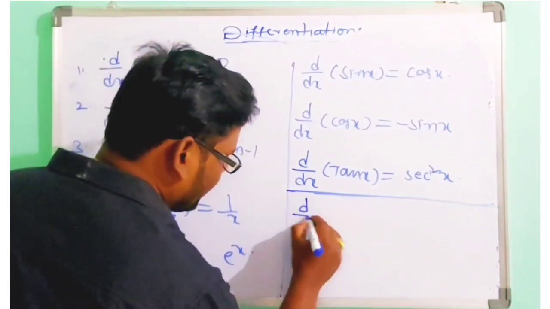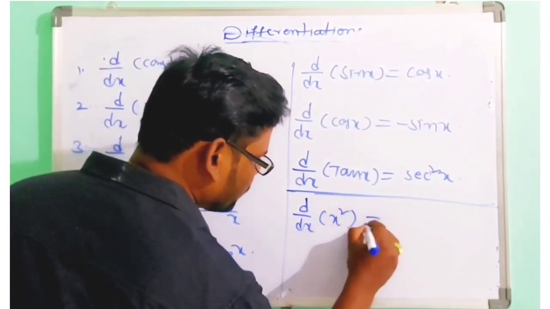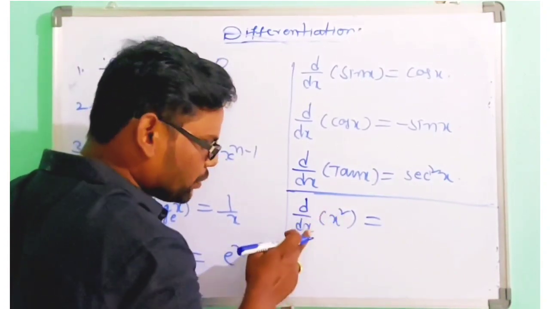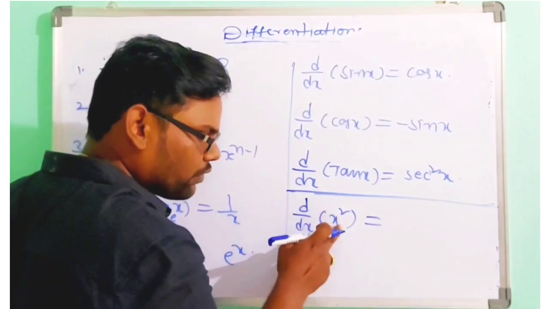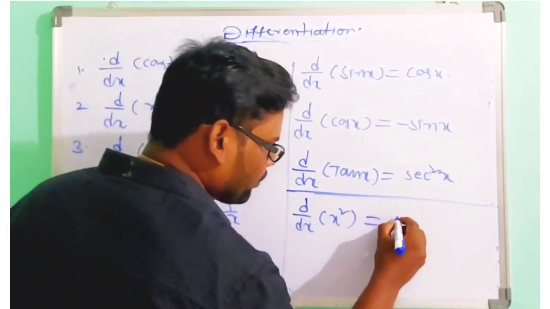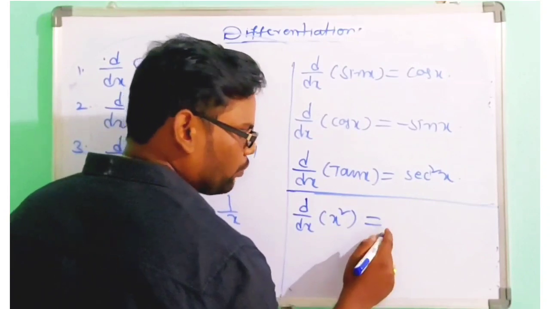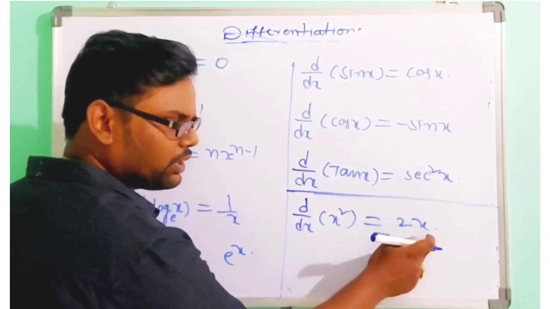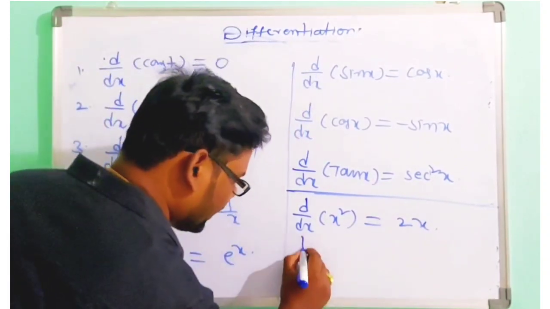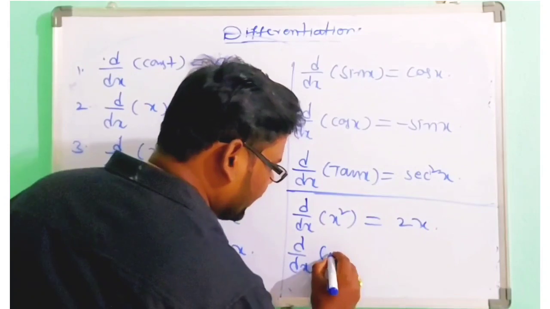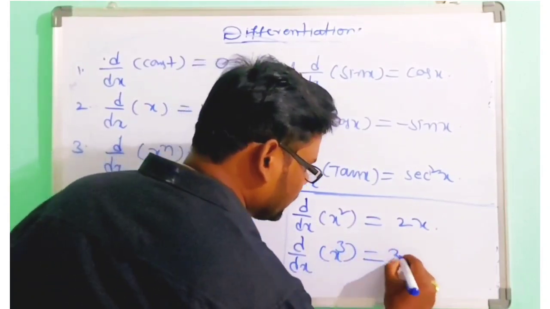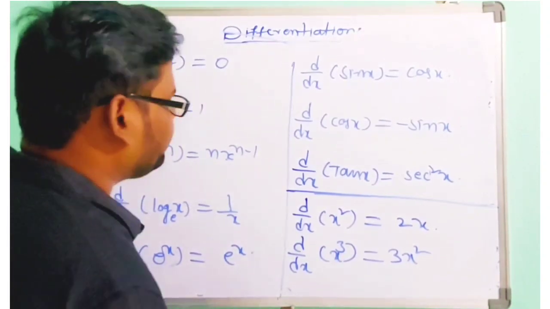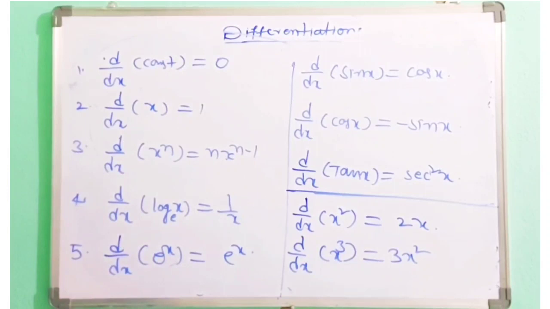For example, d by dx of x square is equal to nothing but, so derivative of x square with respect to x is n into x power n minus 1. So that is 2x, right? n into x power n minus 1, 2 minus 1 means 1, that is 2x. So d by dx of x cube is 3x square, n into x power n minus 1, isn't it? So take a screenshot.